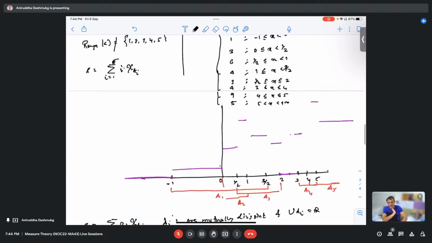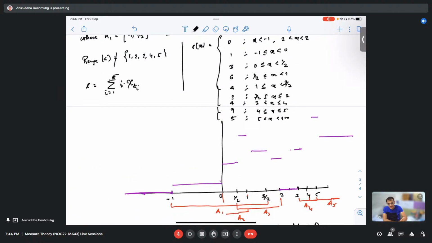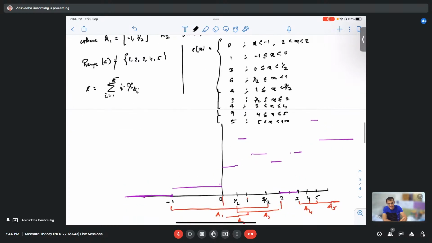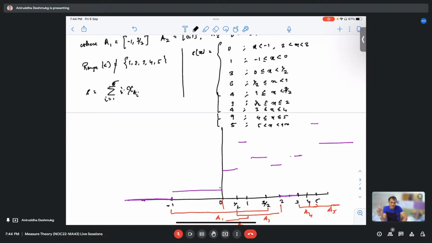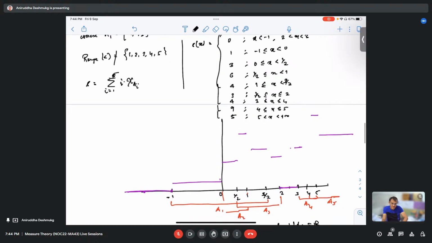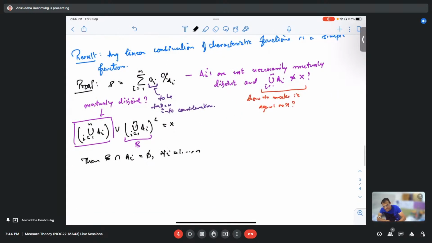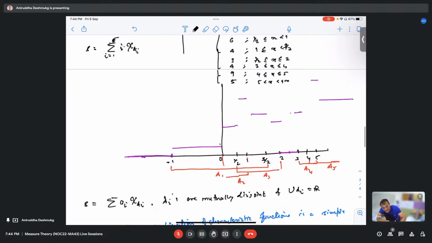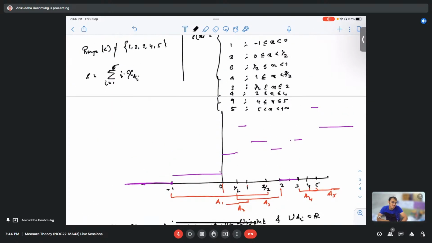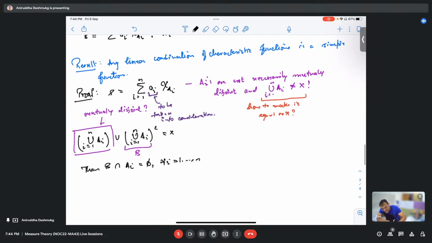See, let us look at this example. What we did was we first saw all those points which are exclusively in only one interval. For example, the points between -1 and 0 are only in A1 and not in any other A_i, right? The points in 3/2 to 2 are only in A3, and the points after 5 are only in A5. So let us do that.